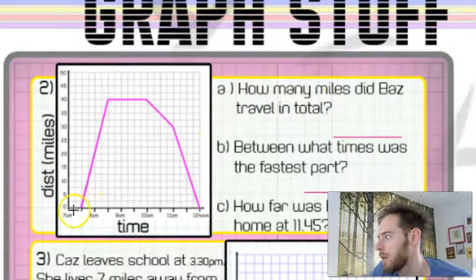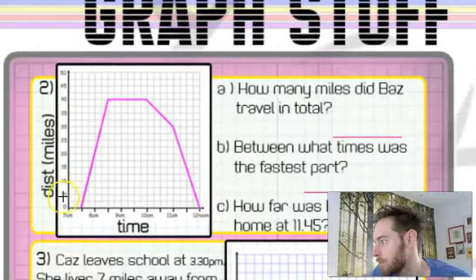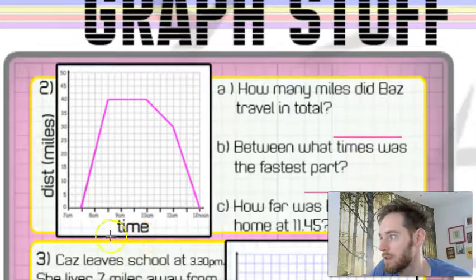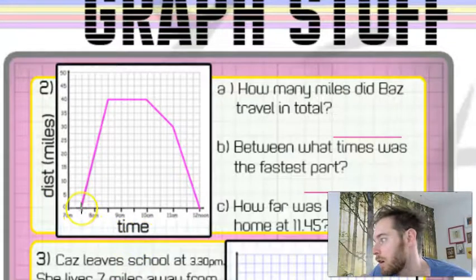So looking at the miles on the y-axis scale here, the distance here. All right, and the distance is always going to be on the y-axis, and the time's always going to be on the x-axis in distance time graphs. You've got a distance there of 40 miles. That's where he stopped, isn't it?